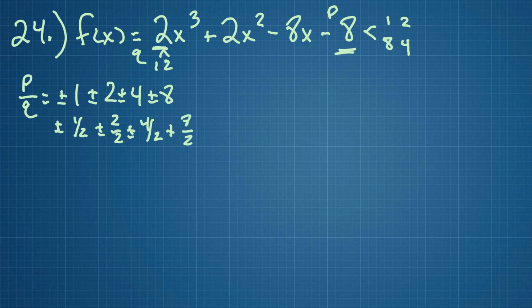Now remember, if a fraction can be simplified, it should be a repeat. So 2 over 2 is the same thing as 1, so I don't need that. 4 over 2 is the same thing as 2, so I don't need that. 8 over 2 is the same thing as 4.